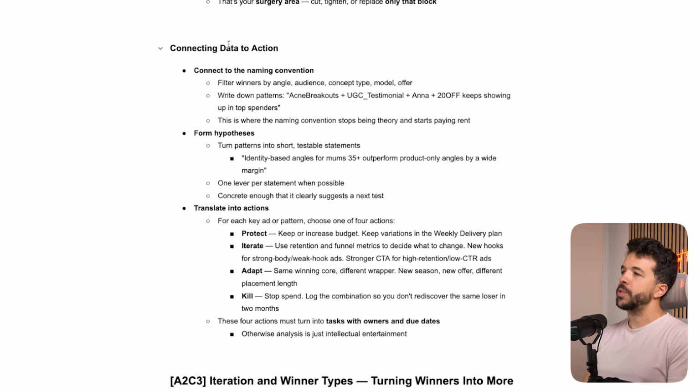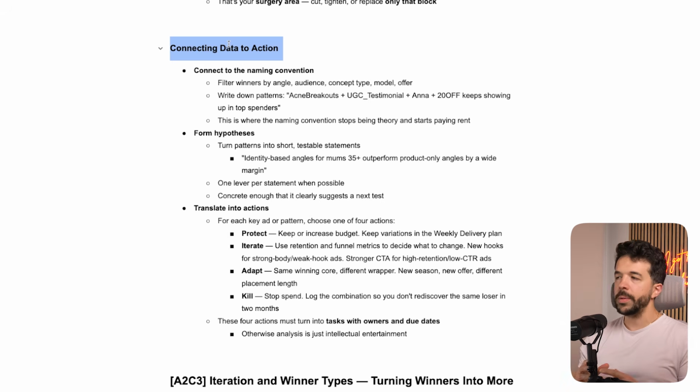Connecting data to action. Just like the research, the analysis alone doesn't really allow you to make money. It's important, and you make so much more money if you do data analysis the right way, as well as if you do research the right way. But if you limit yourself to researching, or to analyzing the data, but then you don't do anything in terms of actions, you are wasting your time.